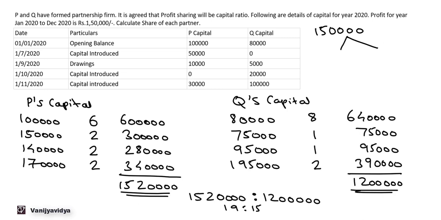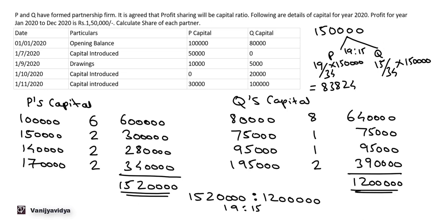So now this profit of 1,50,000 will be shared by P and Q in the ratio of 19:15. That is, P share will be 19/34 of 1,50,000 and Q share will be 15/34 of 1,50,000. This 34 is 19 plus 15. So the amount here is 83,824 and Q share is 66,176. Now if we add this 83,824 and 66,176, we get 1,50,000.